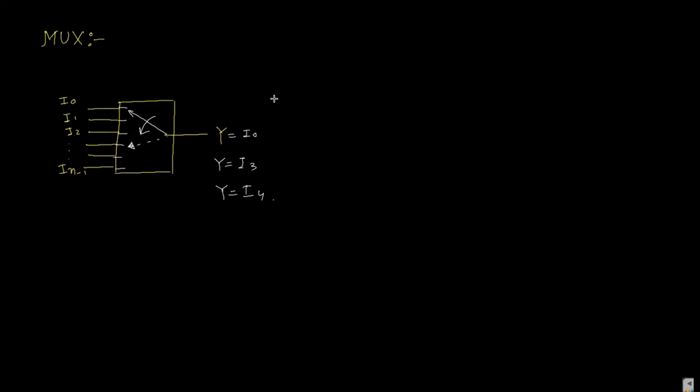We can change the selector. First we consider how many selectors we can select. So the multiplexer is a 2:1 multiplexer, or a 4:1 multiplexer, or an 8:1 multiplexer. For a 2:1 multiplexer, only one select line is there, for a 4:1 multiplexer, two select lines are there, and for an 8:1 multiplexer, three select lines are there.